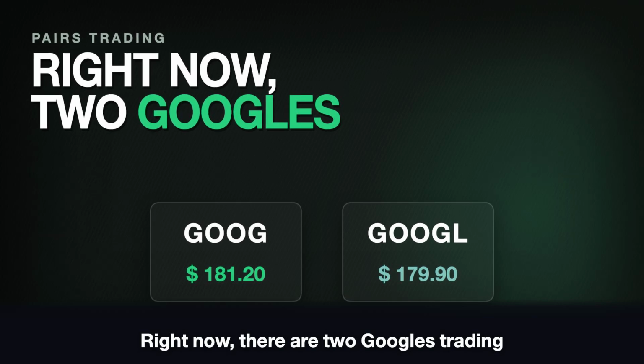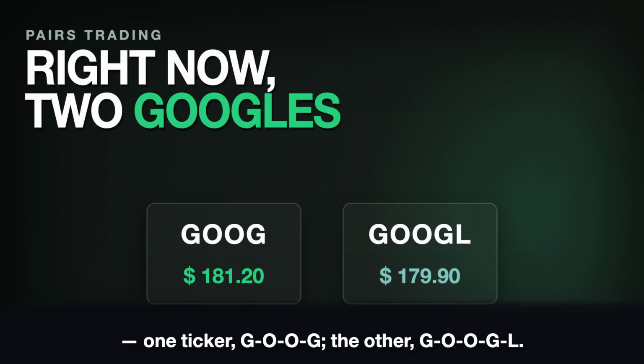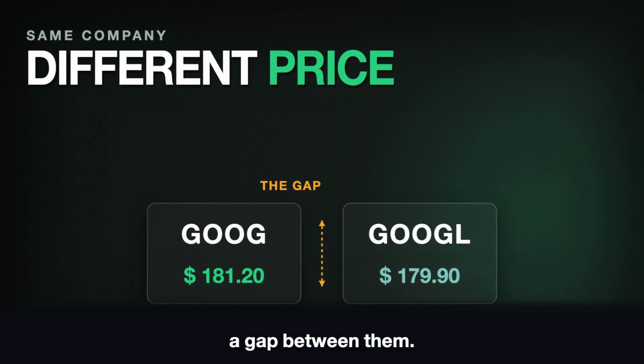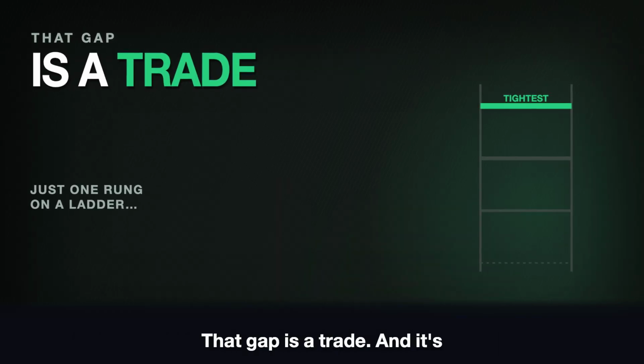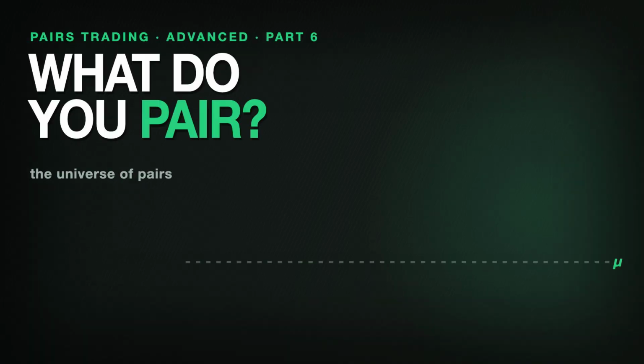Right now, there are two Googles trading. One ticker, GOOG, the other, GOOGL. Same company, same earnings, different price. There's a gap between them. That gap is a trade, and it's the tightest kind of pair there is, just one rung on a ladder.